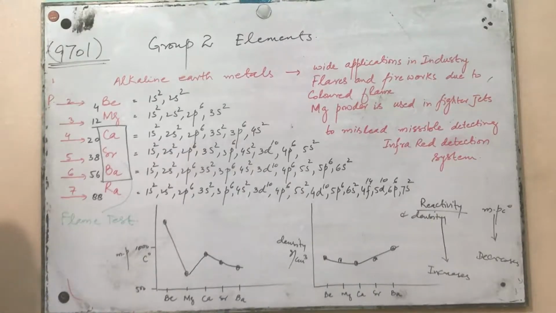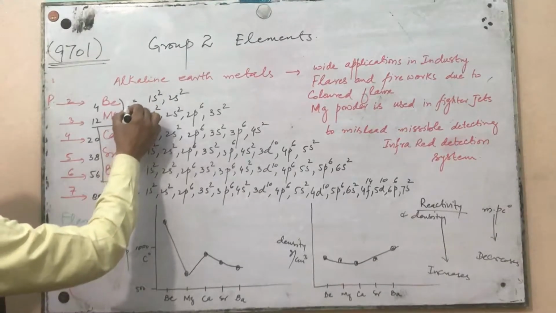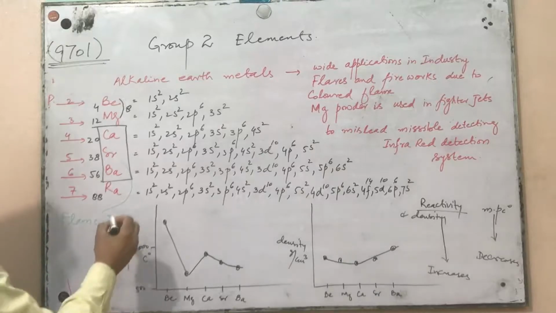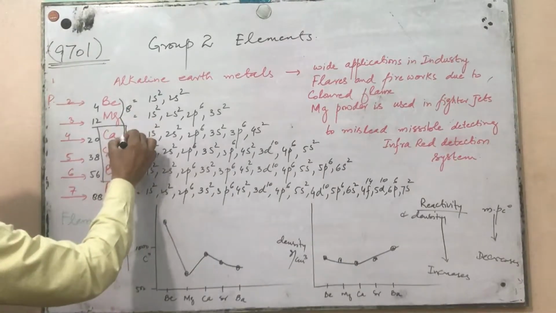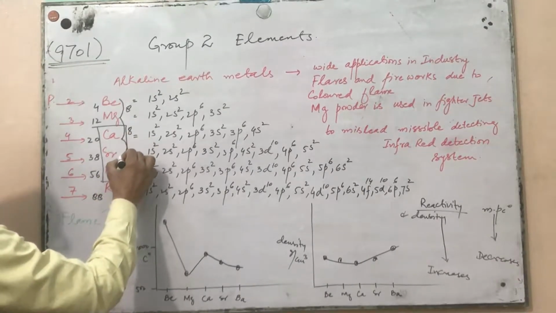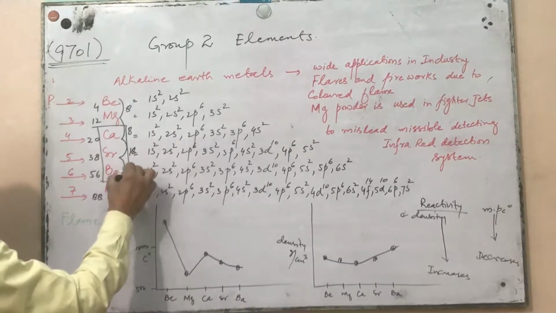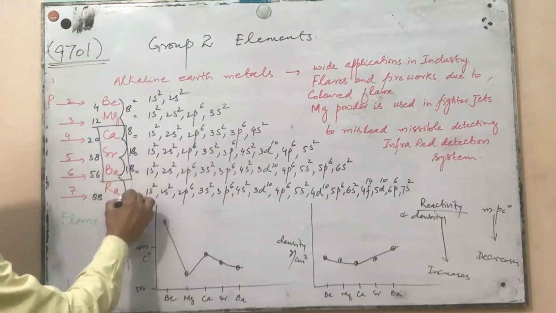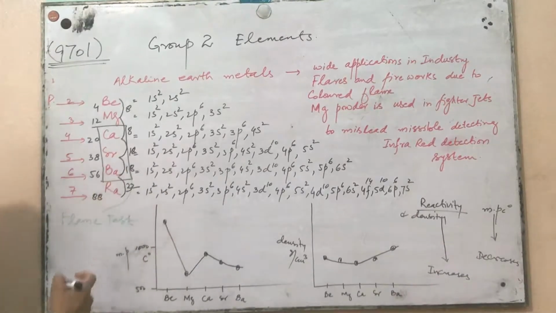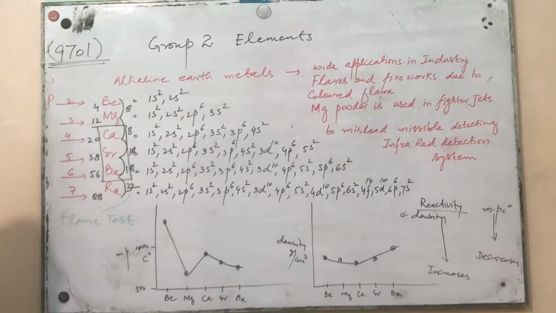What is the difference pattern? There is a difference of 8 in the first two elements, then a difference of 8 again between the next two elements, then a difference of 18 between these two elements, a difference of 18 between these two elements, and a difference of 32 between barium and radium. On the basis of this pattern we can easily evaluate the proton numbers of the elements starting from the first one.